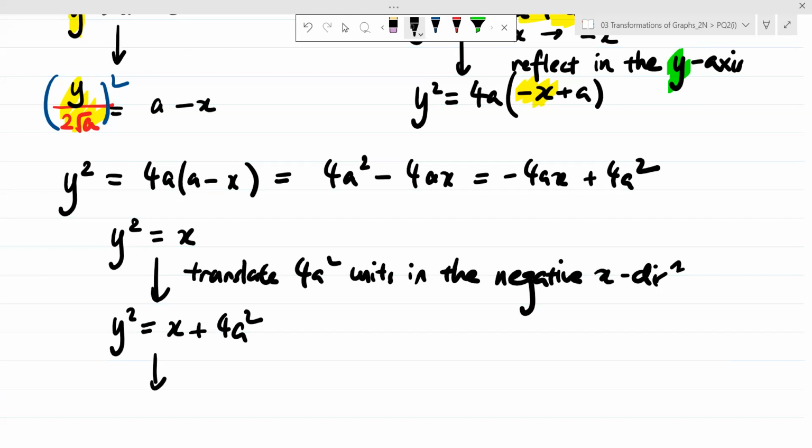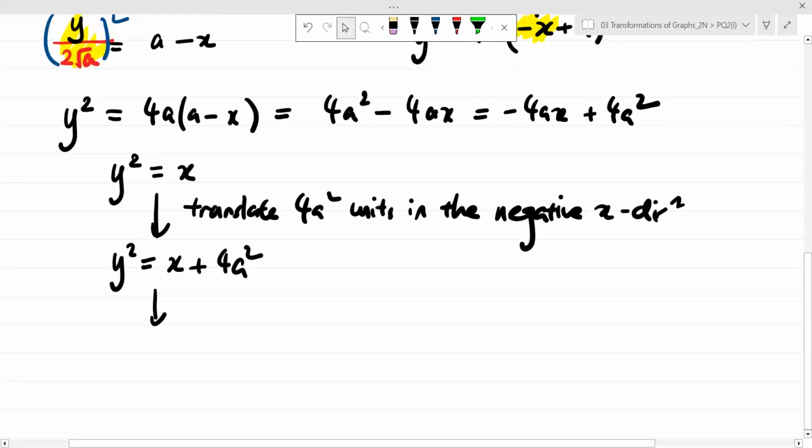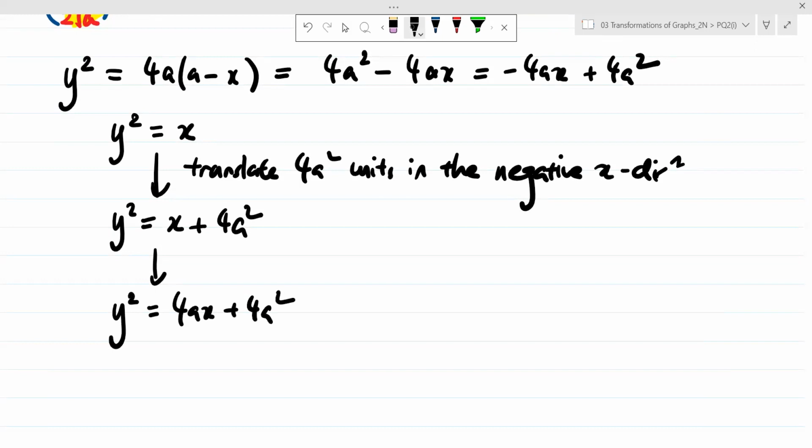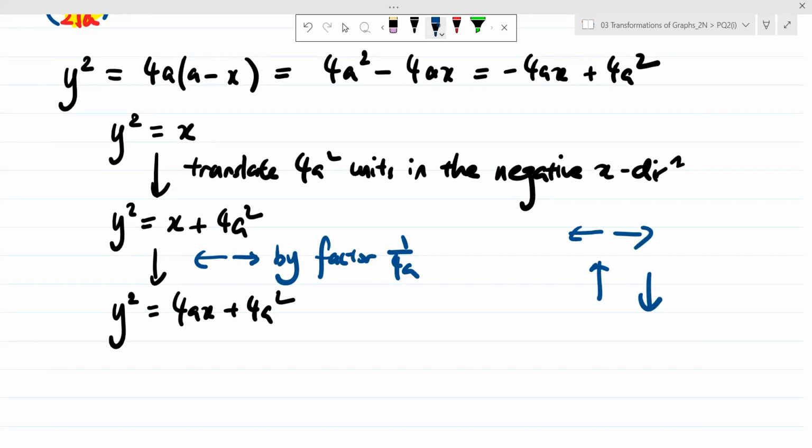Okay, then you do your scaling. I'm just going to use shorthand notation now. So I'm going to use this. This is scaling. This is translate upwards, downwards. Then this is reflection.